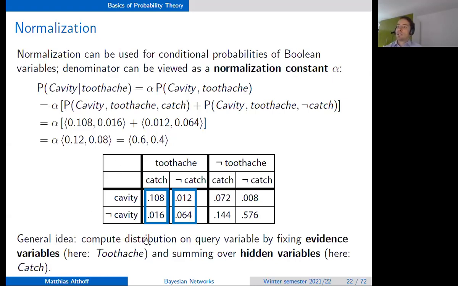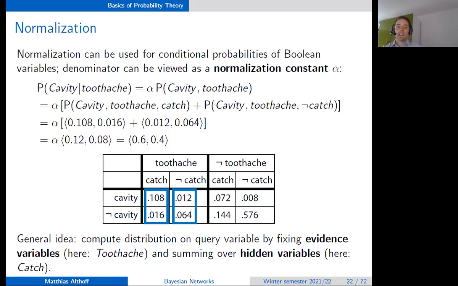The general idea is always that we compute the distribution on the query variable. The query variable, what we want to know, is the probability of cavity, by fixing evidence variables. The evidence here is toothache. This is given because it's a conditional probability. And we sum over hidden variables, here the catch. These do not appear in our request or in our formula, and we have to sum them up in the background to obtain the probability that we want in the end.